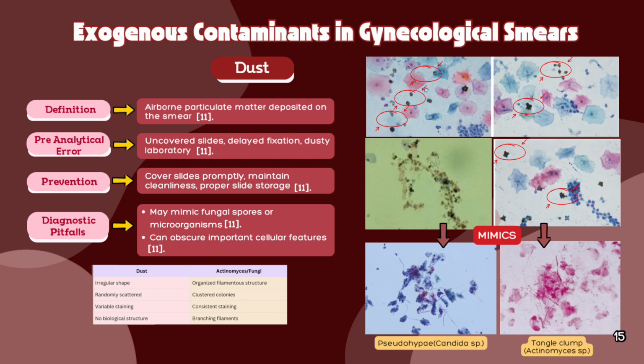To distinguish dust from true biological structures, we can observe several characteristics. Dust usually appears as irregularly shaped particles that are randomly scattered with variable staining patterns. It does not have organized biological structures. On the other hand, microorganisms such as Actinomyces or fungal elements show more organized features, including filamentous structures, branching patterns, and consistent staining characteristics. Therefore, prevention of dust contamination requires proper laboratory cleanliness, covering slides properly, and appropriate slide storage conditions.